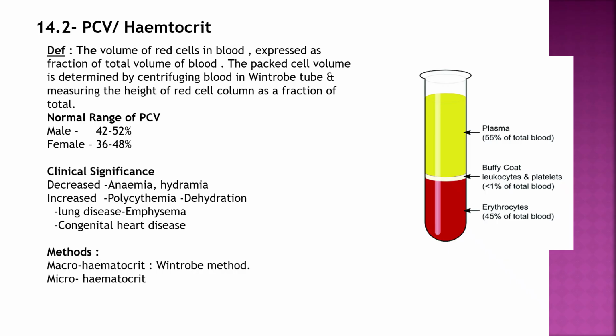So you can see in this picture the bottom are the erythrocytes, in between plasma and erythrocytes is the buffy coat, and it mostly consists of leukocytes and platelets, and buffy coat is important. If the WBC count is less than 4000, then differential count can be done by examination of the buffy coat.